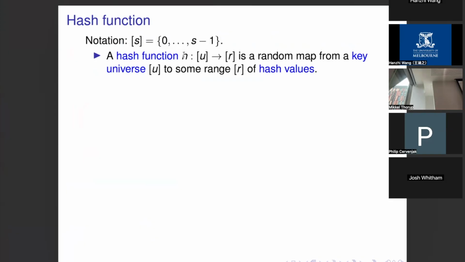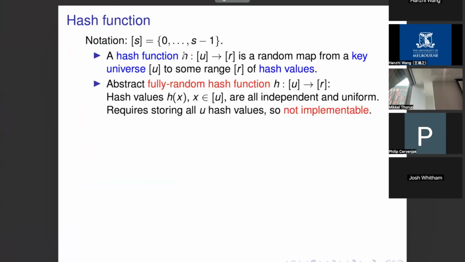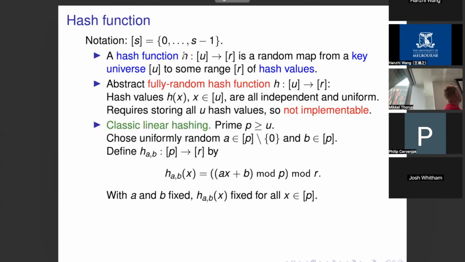So a hash function is just a random map from a universe of keys to some range of hash values. Abstractly, we think of these fully random hash functions where all the hash values of the different keys are independent and uniformly distributed. But that again can't be implemented because you have to store all of them, and we think of it as a large universe.